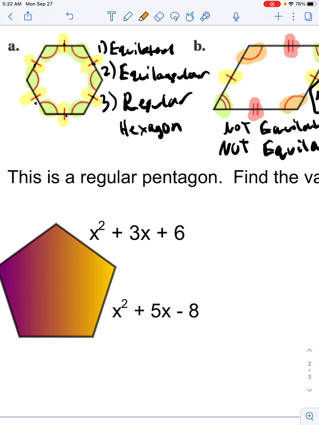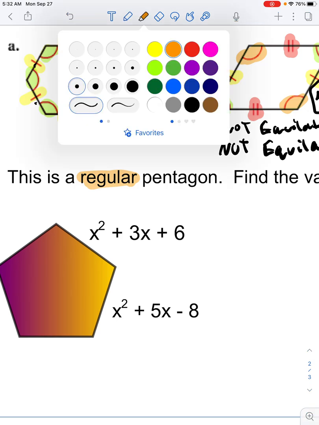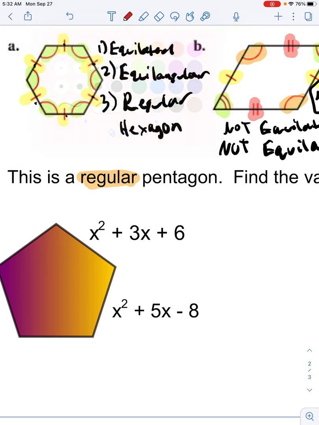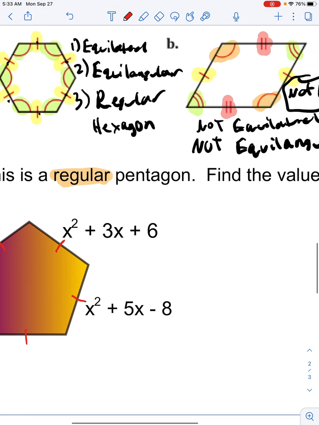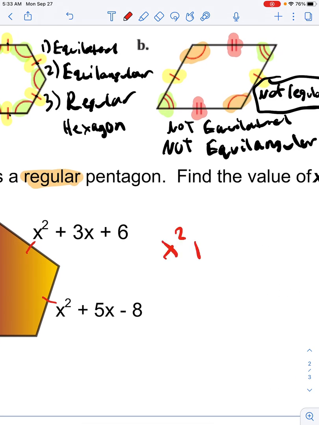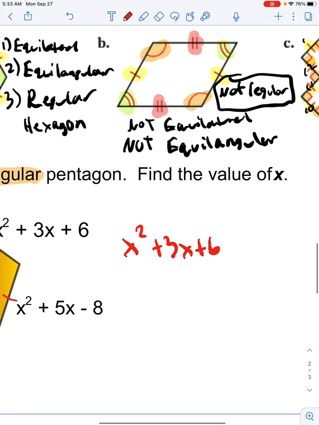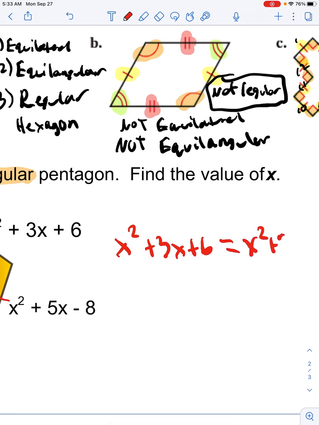Lastly, again, using what we know about the word regular, okay, that means all sides and all angles are the same. So I can go ahead and mark up my shape. I could say, well, I know this side, this side, this side, this side, and this side are the same. So if they're the same, we can set these two things equal to each other and solve. So let's get all our like terms together. So I've got x squareds, like terms. I've got x's, like terms. And I have constants that are like terms.